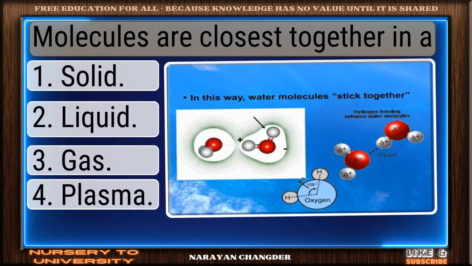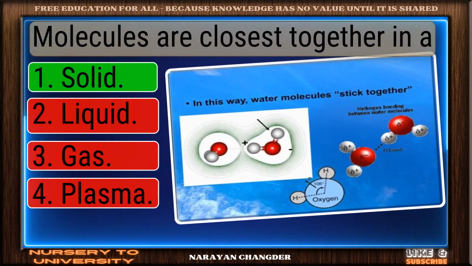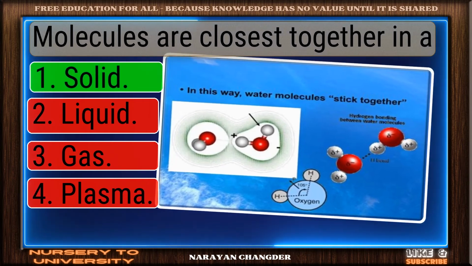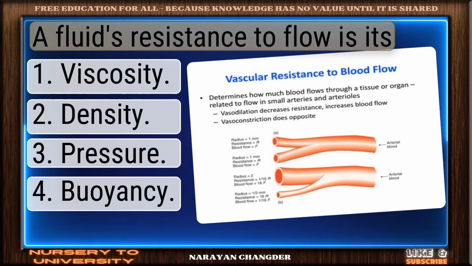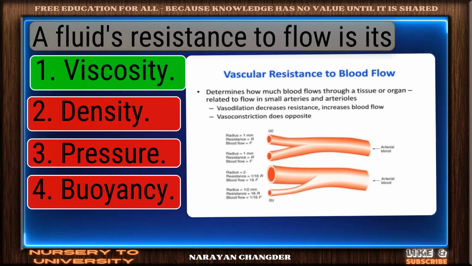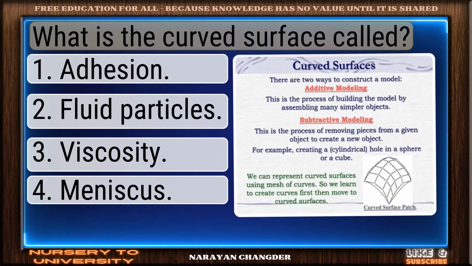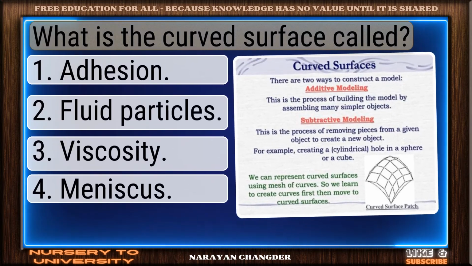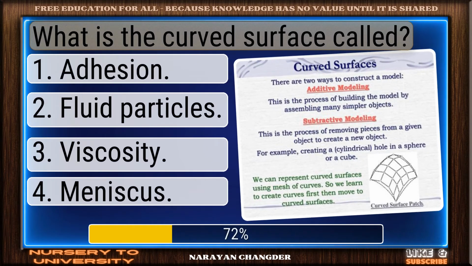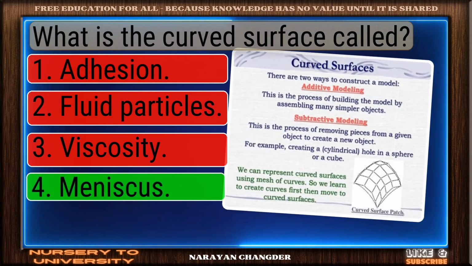Molecules are closest together in a. Perfect. Solid is the correct choice. A fluid's resistance to flow is its. Excellent. Viscosity is a brilliant choice. What is the curved surface called? Well reasoned. Meniscus is the correct choice.